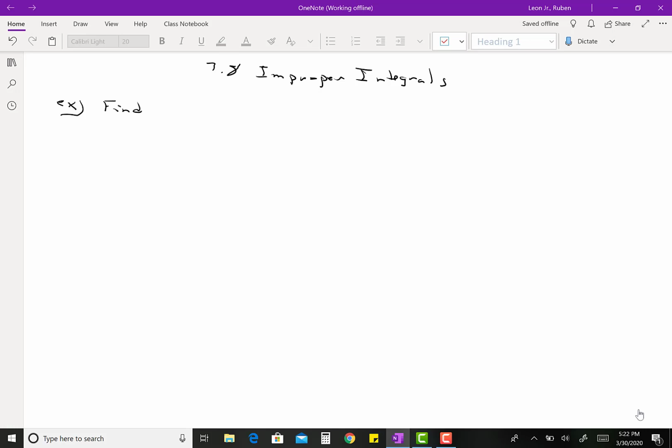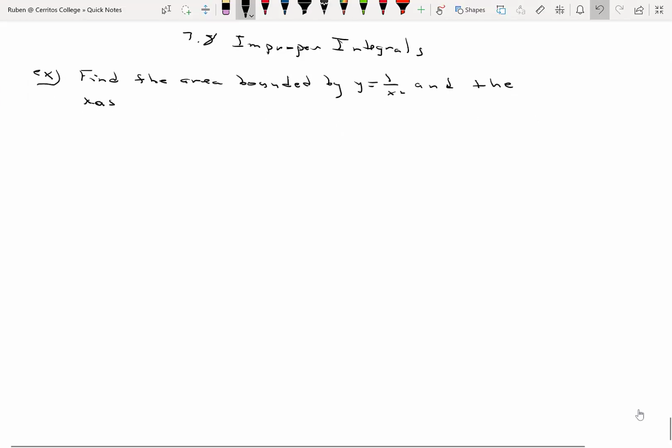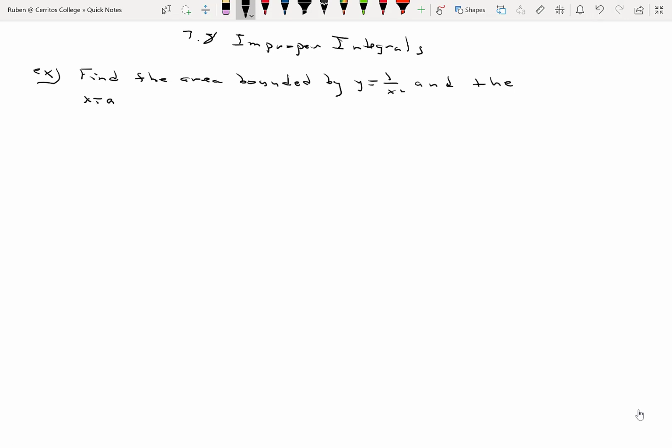So the problem is to find the area bounded by the curve y equals 1 over x squared and the x-axis, from x equals 1 to, and this is where we're going to start building this as a multi-part problem, part A, x equals 2. So it's a very simple problem from Calc 1.